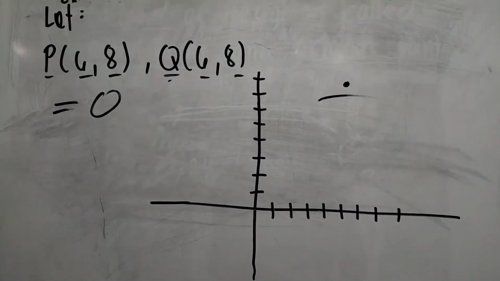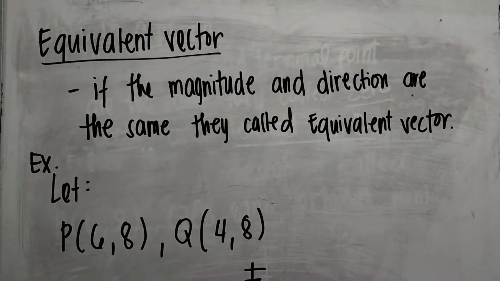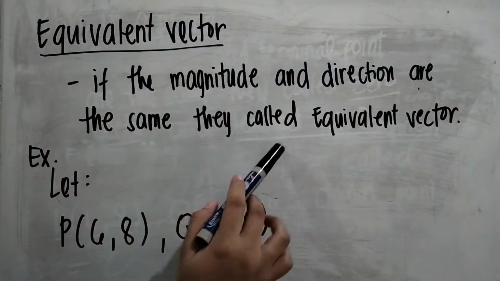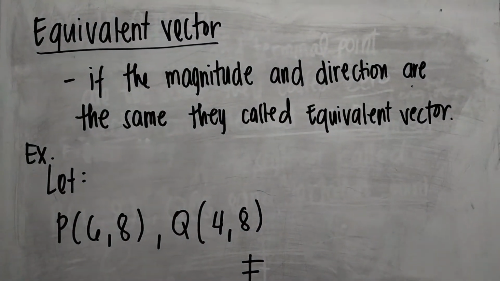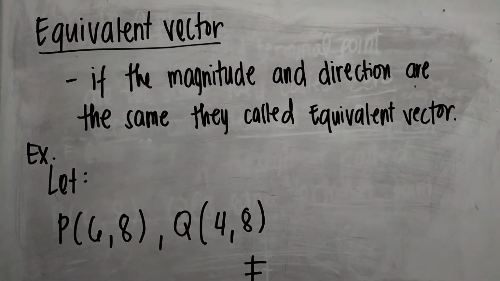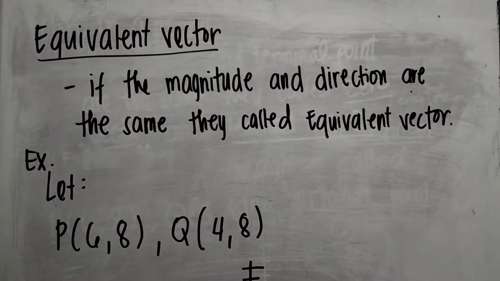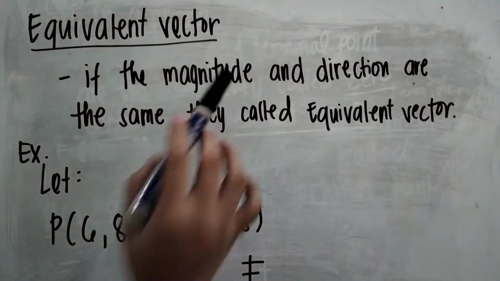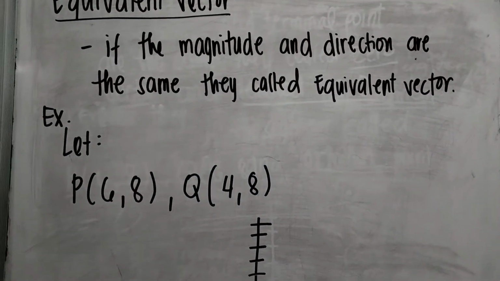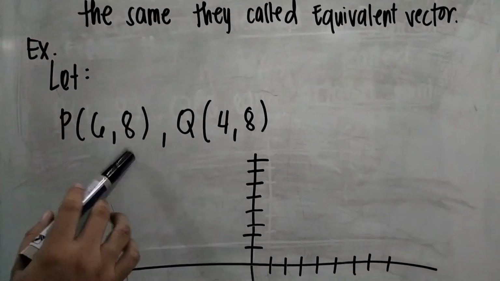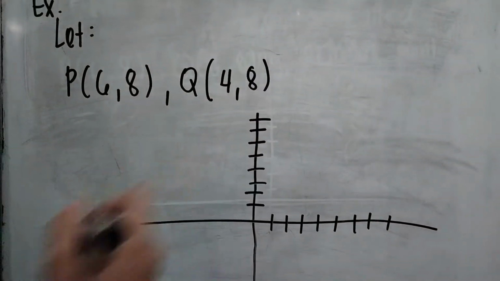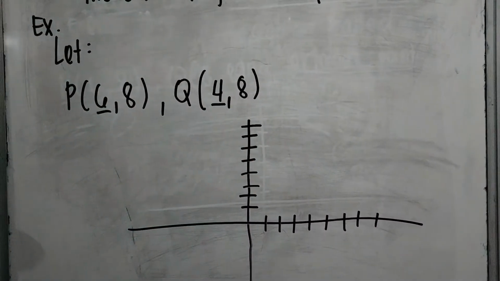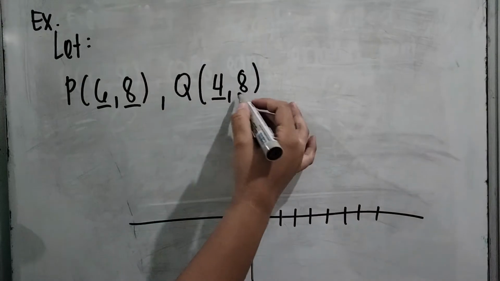Yan. So, equivalent vectors: if the magnitude and the direction are the same, they are called equivalent vectors. Even kahit magkaiba sila ng initial point, equivalent vectors pa rin sila kasi pareho pa rin sila ng direction tsaka magnitude. So, for example, let P be (6, 8) and Q be (4, 8). So, as you can see, magkaiba sila ng initial point, pero pareho sila ng terminal point.